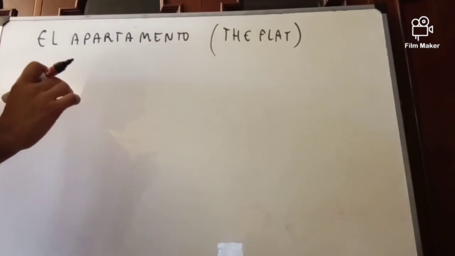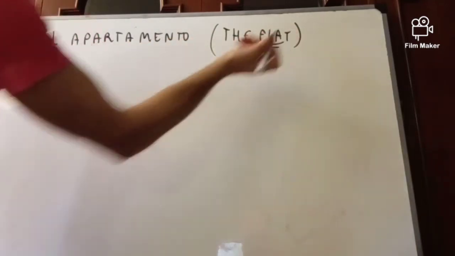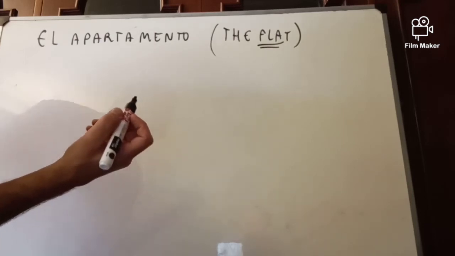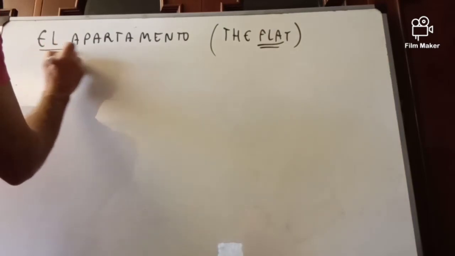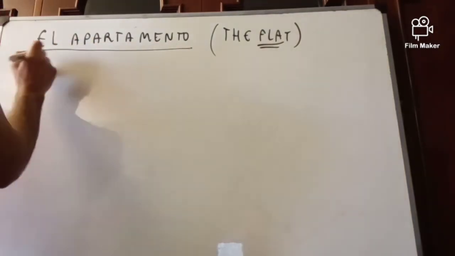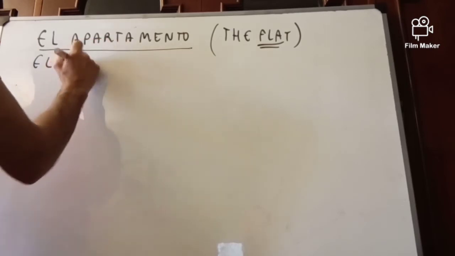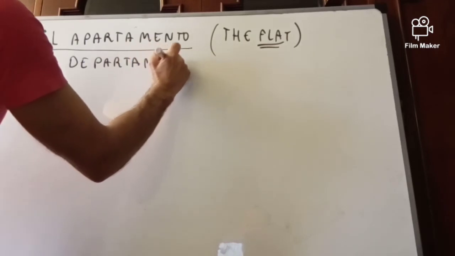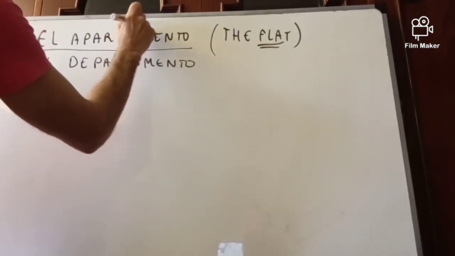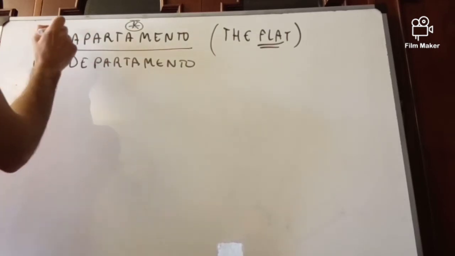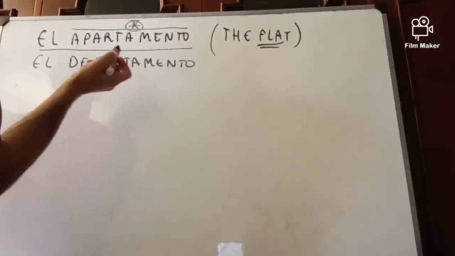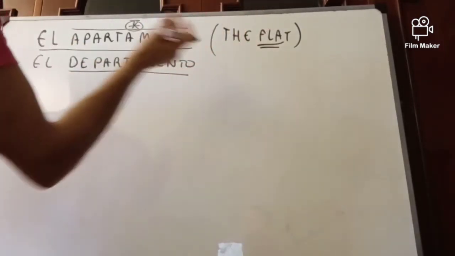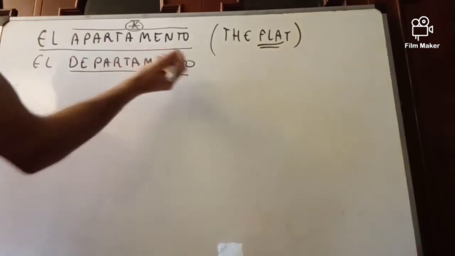Now let's suppose that we live in a flat in British English or an apartment in American English. This is called in Spanish el apartamento. In Argentina we never say apartamento, we say departamento. But I wrote this one first because it's the most used. Most countries use this word, apartamento. And in Argentina, departamento. What you call the flat or the apartment.